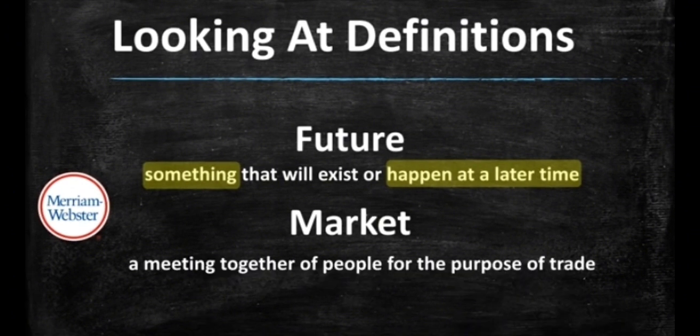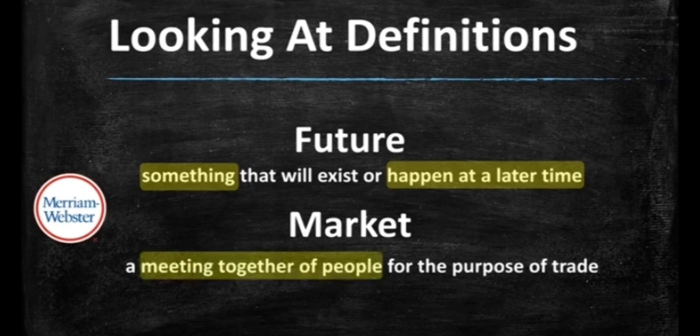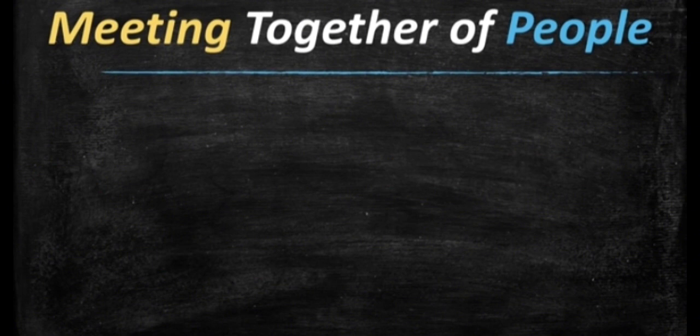Market: a meeting together of people for the purpose of trade. So the future market is something that happens at a later time, and market means a meeting together of people. So in simple words, a market is a gathering of some people. Market is a meeting together of people.